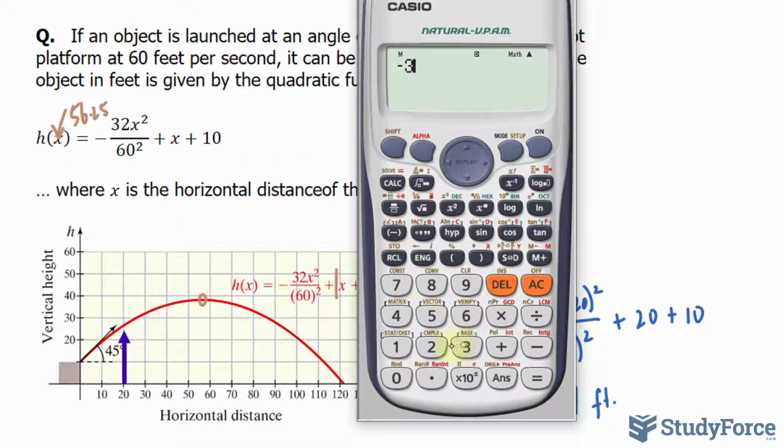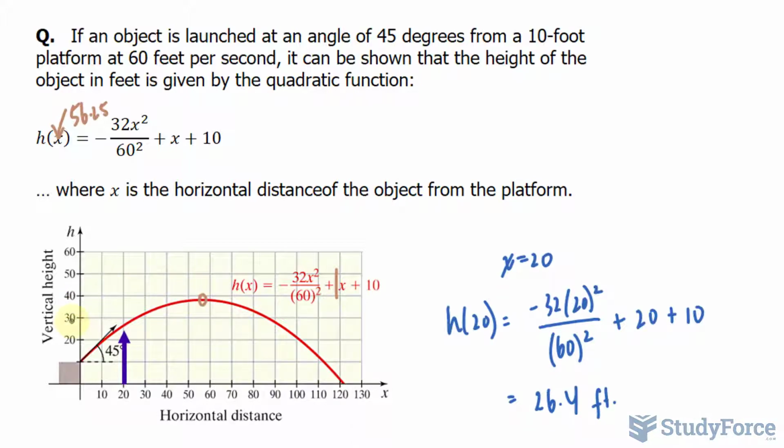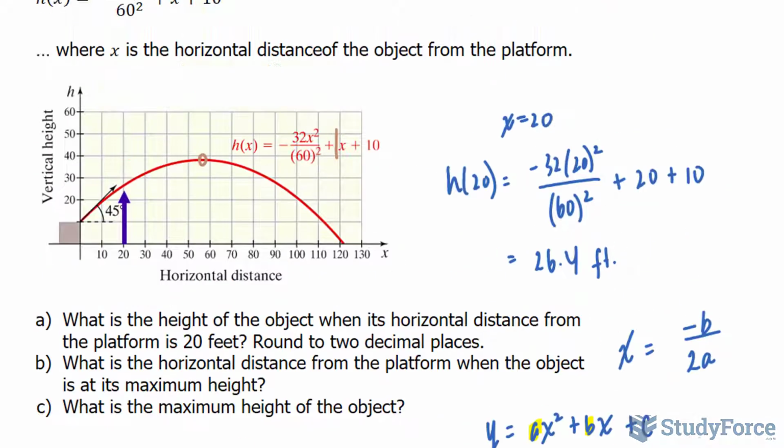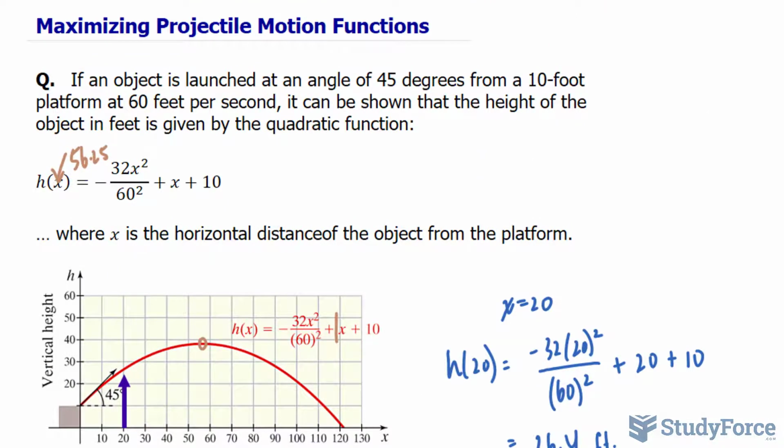We have negative 32 bracket 56.25, and that's being raised to the power of 2 divided by 60 to the power of 2. Now that's that first part plus x again is 56.25 plus 10, and we end up with 38.125, which appears to be accurate. It's just under 40. The answer to C is 38.125 feet. And there you have it. That is how to maximize projectile motion functions.